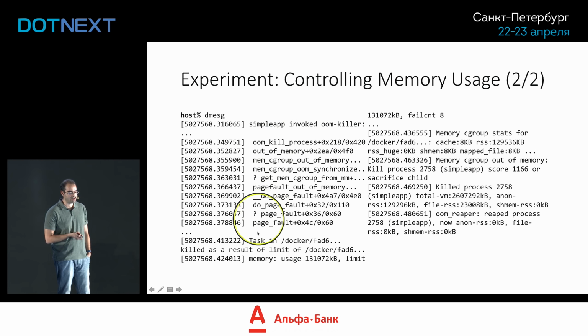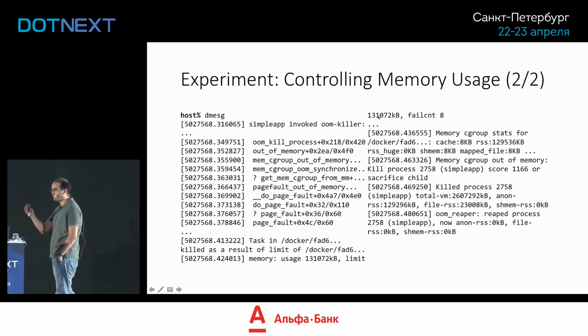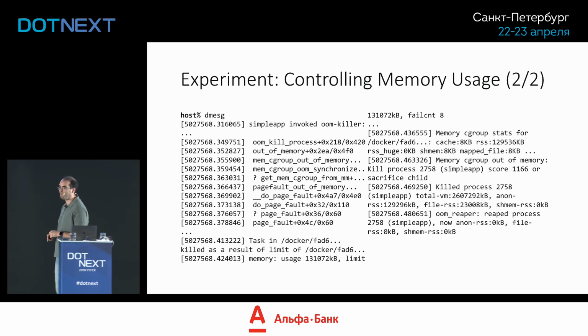Here was the stack trace, which you don't really care about, and it tells you it was a process in this Docker cgroup, which was killed as a result of a limit in that cgroup, and it used this much memory, and it had that limit, and it was exceeded, and you ran out of memory, and there's a bunch of additional text in there.